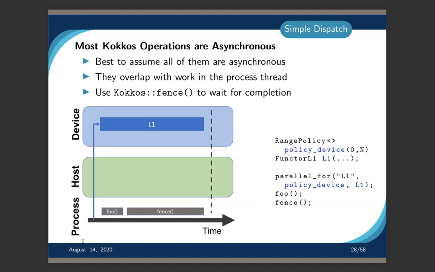So foo will now execute while L1 is running. And you need to call fence in order to make sure that all the work is finished. Fence will only return after all the work is really finished. So fence will potentially take a really long time, even though it's just essentially looping or spin waiting or something like that.